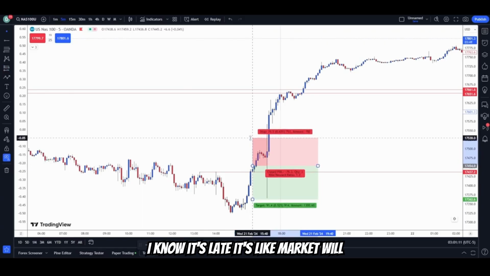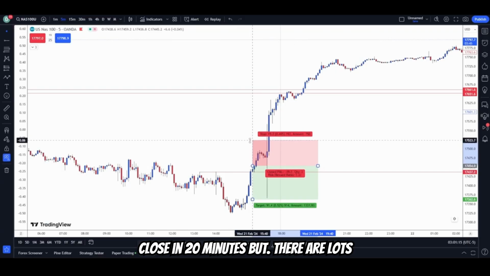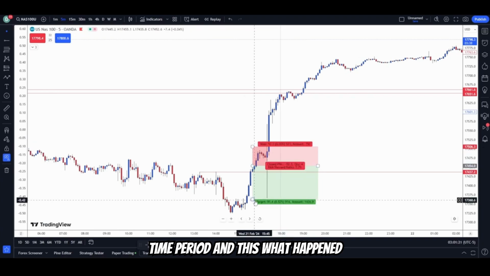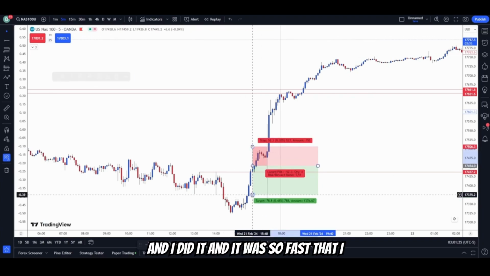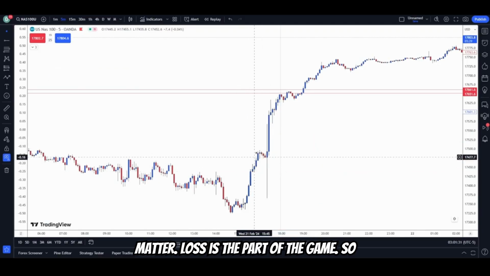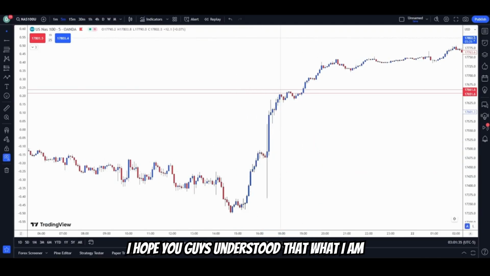I know it's late, the market will close in 20 minutes, but there are lots of moves in the last 20 minutes or last 10 minutes, okay? So that's why I trade this time period, and this is what happened. It was so fast that I didn't do break even and all of that, and it was a straight loss, okay? But it doesn't matter, loss is part of the game. So I hope you guys understood what I am telling you about.